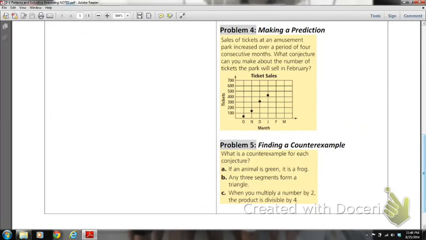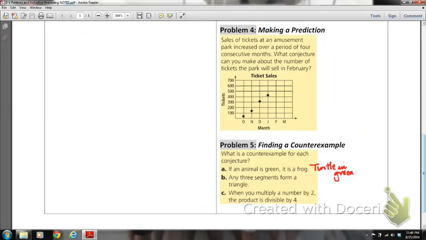In the last problem, we're finding a counterexample. Remember, it only takes one counterexample to prove that a conjecture is false. The first conjecture states that if an animal is green, then it is a frog. So your counterexample can be any animal that's green, but it's not a frog. So the counterexample would be a turtle is green, but it's not a frog, so that's a counterexample.